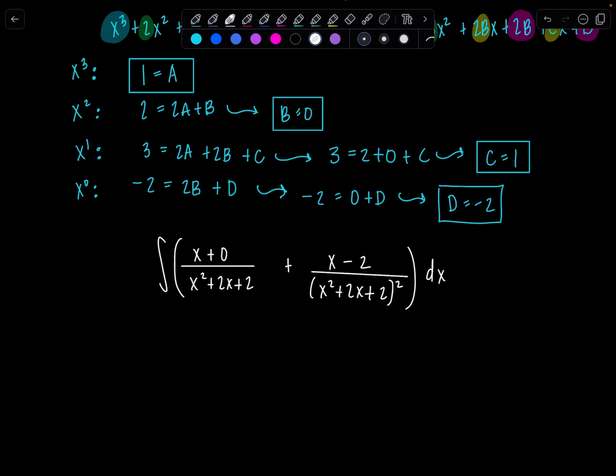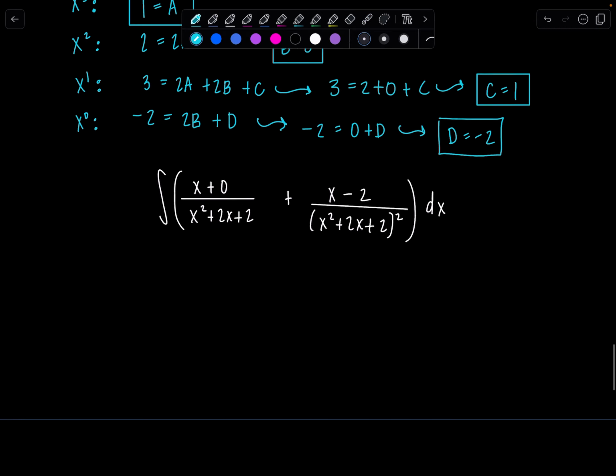Now, since this denominator does not factor any further, and I do have x to the first in the numerator, you see how this is 1 degree higher than the numerator? I'm thinking u sub might be a nice choice for this first little integral here.